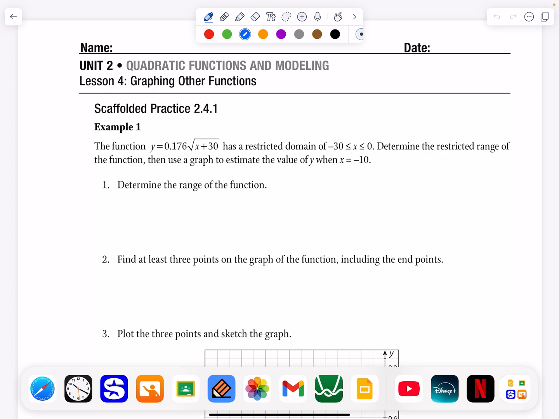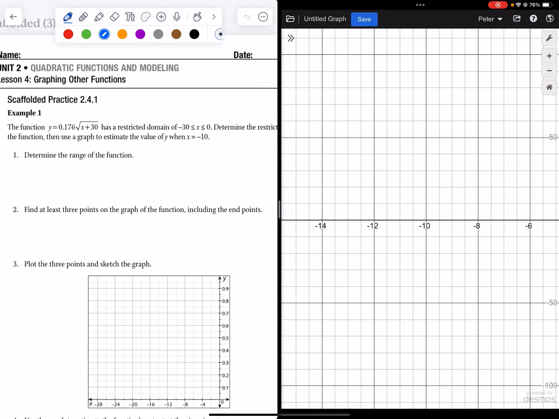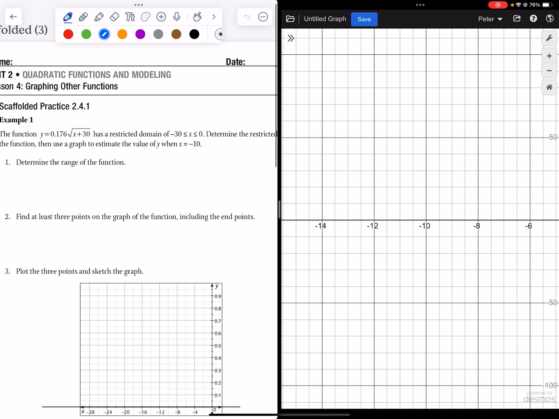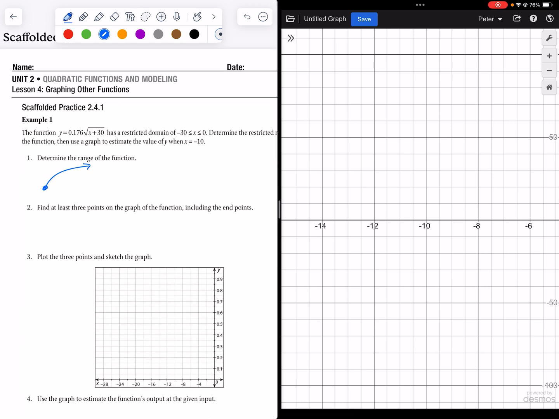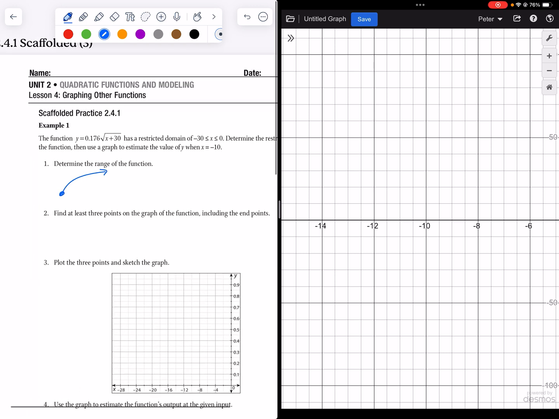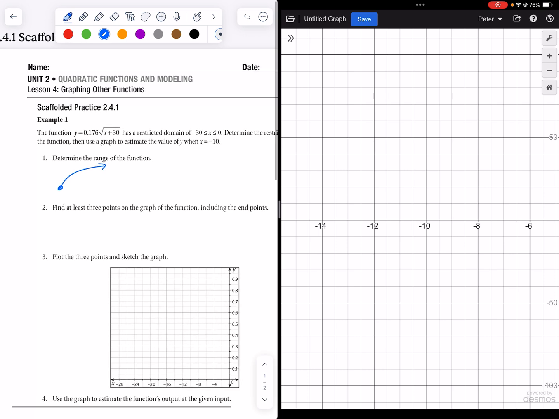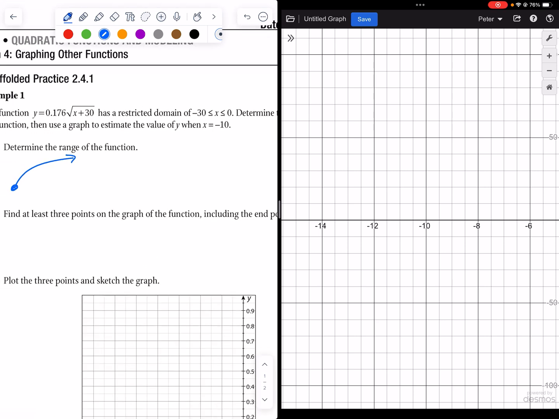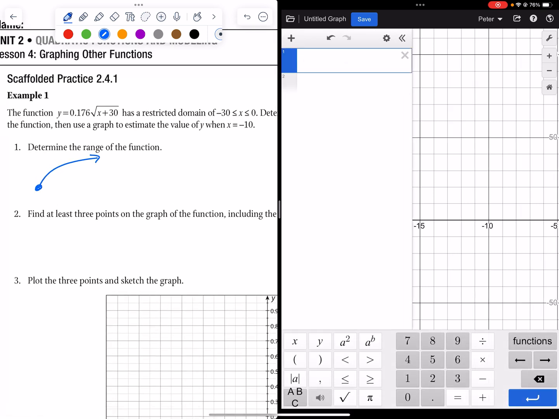All right, guys, today's lesson, we're going to need Desmos and Notability. A square root function kind of looks like this, just in general. The function has a restricted domain of negative 30 is less than or equal to x is less than or equal to 0. Determine the restricted range of the function, then use the graph to estimate the value of y when x is negative 10. All right, let's go over here and graph it.